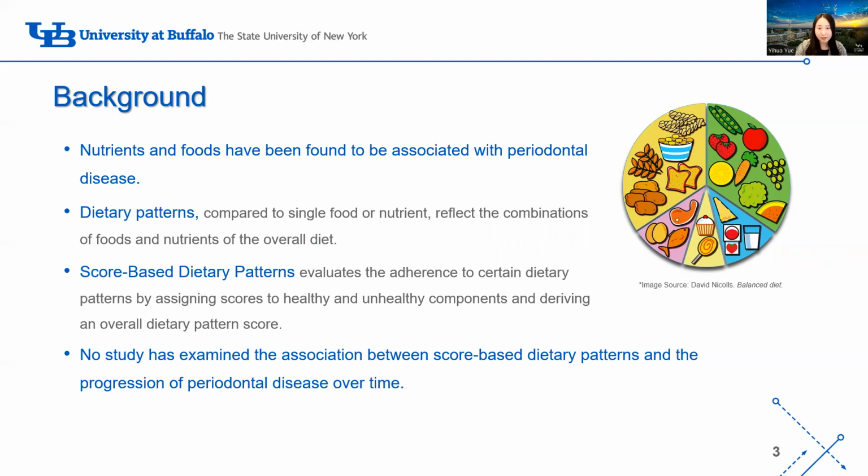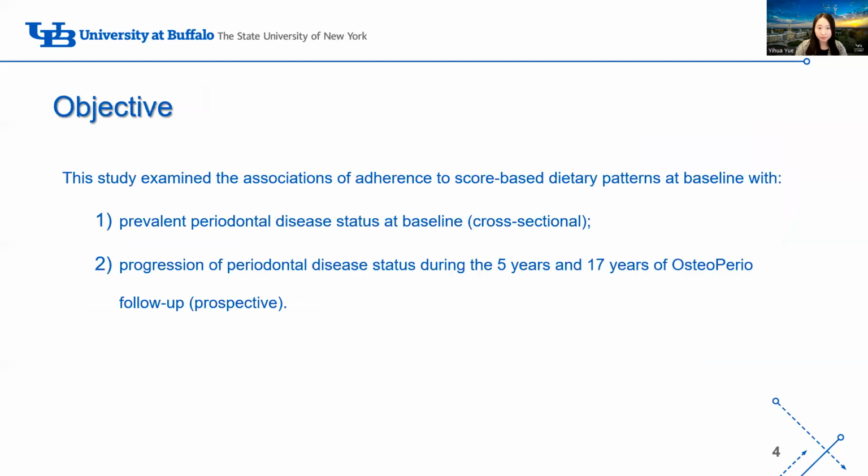Score-based dietary patterns can evaluate the adherence to certain dietary patterns by assigning scores to healthy components and deducting scores to unhealthy components, and it can then derive an overall dietary pattern score. So far, no study has examined the association between score-based dietary patterns and the progression of periodontal disease over time. In this study, we examined the association of adherence to score-based dietary patterns at baseline with prevalent periodontal disease at baseline and the progression of periodontal disease during follow-up.